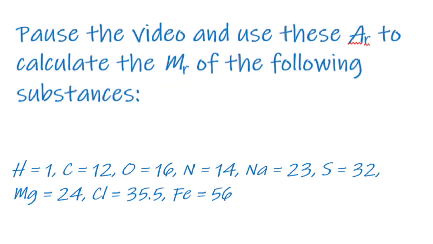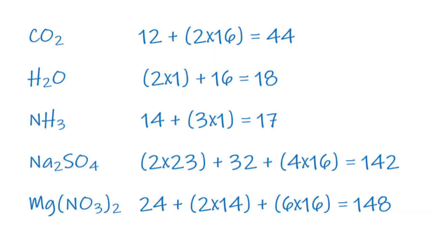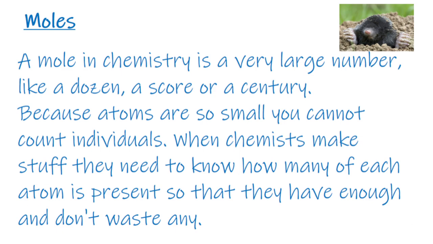So pause the video and use these ARs to calculate the MR of the following substances: CO2, H2O, NH3, Na2SO4, Mg(NO3)2. Again, if you pause the video, you can work through the answers. Just remember that when you've got brackets, everything inside the bracket is multiplied by the subscript, or the multiplier as we sometimes call it. So, on to moles.